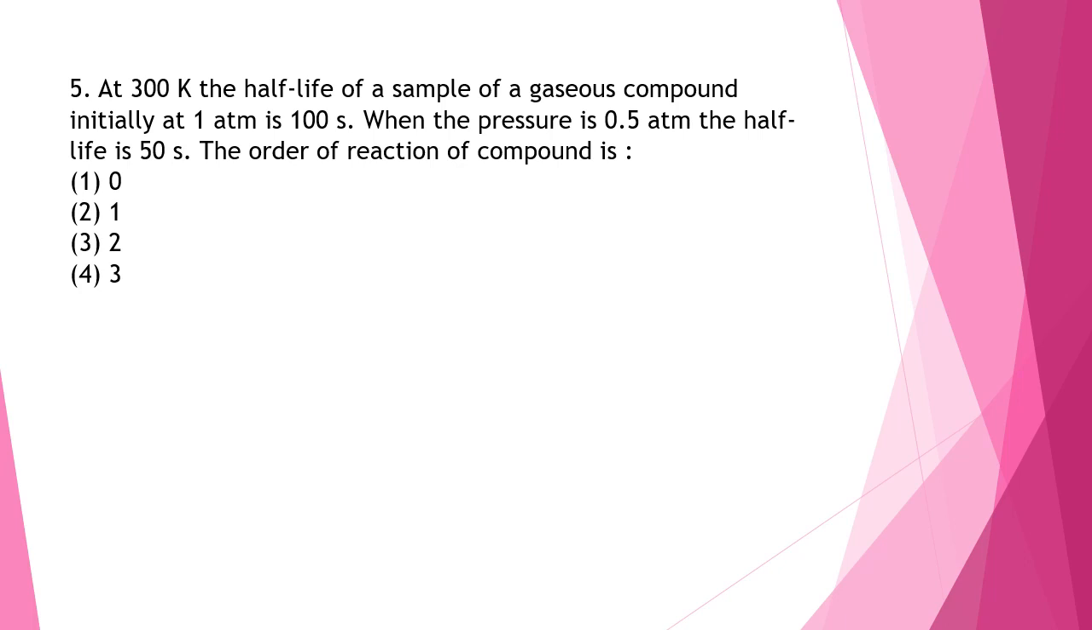Question 5. At 300 Kelvin, the half-life of a sample of a gaseous compound initially at 1 atm is 100 seconds. When the pressure is 0.5 atm, the half-life is 50 seconds. The order of the reaction of the compound is.